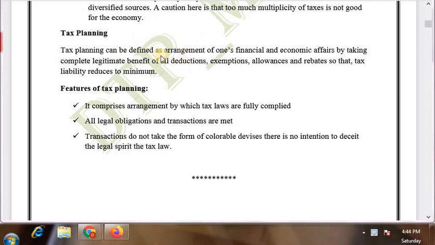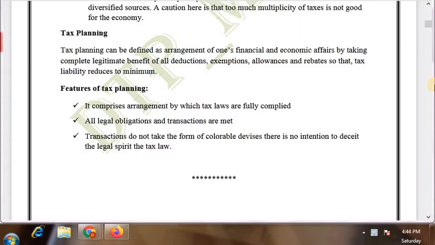So here we are going to see tax planning, features of tax planning, and a few other things related to tax in this video. So what is tax planning basically? Tax planning can be defined as arrangement of one's financial and economic affairs by taking complete legitimate benefit of all deductions, expenses, allowances and rebates so that tax liability reduces to minimum. So this is all about tax planning.